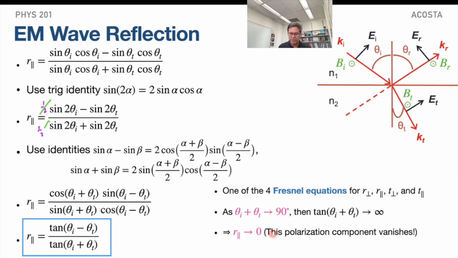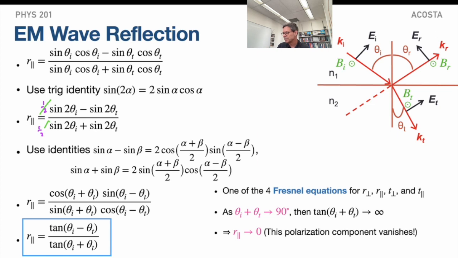So our R parallel goes to 0, which means that polarization component vanishes. When theta I, which by the way equals theta r, when theta I plus theta t equals 90 degrees, then there is no reflected component of this electromagnetic wave. There's no reflection when the polarization of that electromagnetic wave is in that plane of the reflection. It's all transmitted. So very interesting.